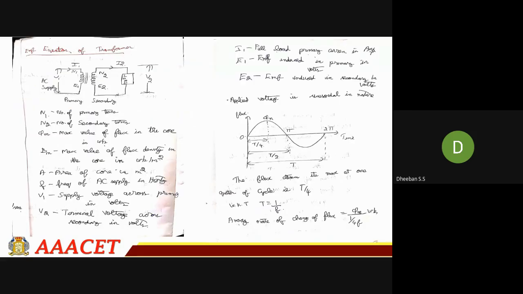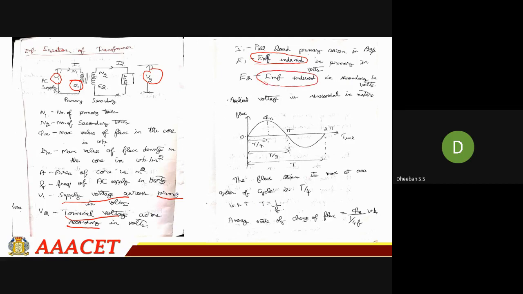This is a PDF I have attached also. This is the EMF equation. Here you can see V1 is your primary supply voltage, and V2 is your terminal voltage. This corresponds to your primary, and this corresponds to your secondary. E1 is nothing but the induced EMF. We will be finding the equations for your E1 and E2.